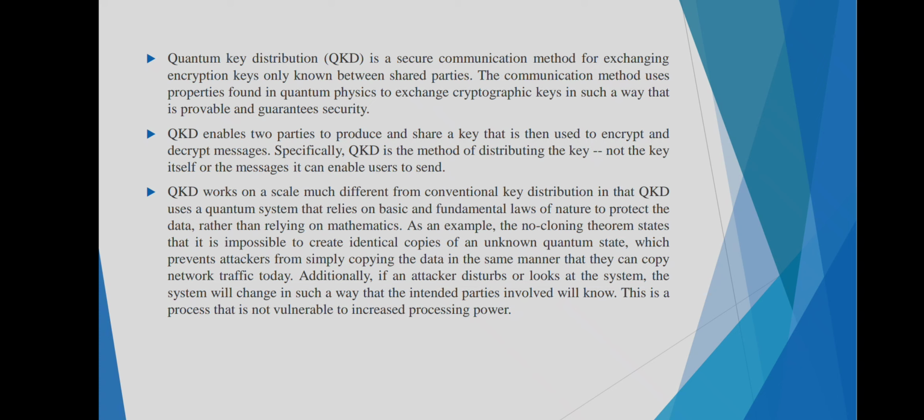As an example, the no cloning theorem states that it is impossible to create identical copies of an unknown quantum state, which prevents attackers from simply copying the data in the same manner that they can copy network traffic today. Additionally, if an attacker disturbs or looks at the system, it will change in such a way that the intended parties will know. This is a process that is not vulnerable to increased processing power.